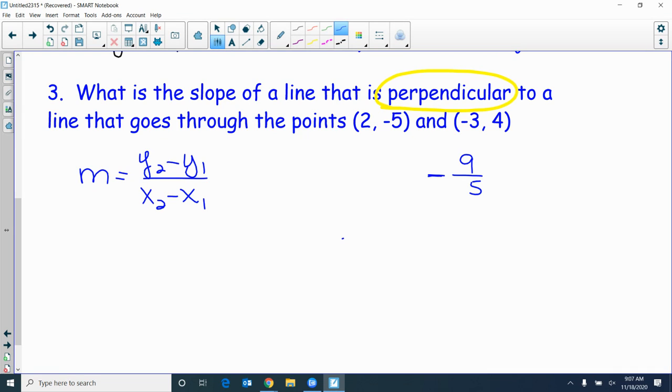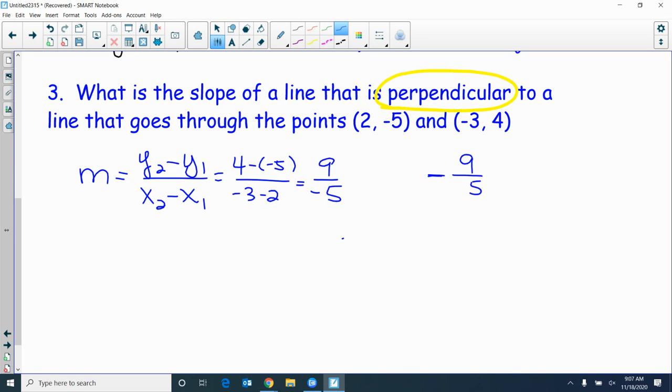Alright, hey, listen up. You gotta make sure you read it. I don't know if you're rushing through it, if you're not processing. But let's find the slope between those two points. It is 4 minus -5, over -3 minus 2. And 4 minus -5 is 9, over -5. That is a slope, but that is the wrong answer for the problem. You gotta find the perpendicular, so you gotta flip it and make it positive.